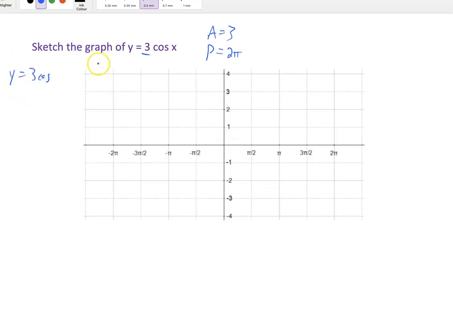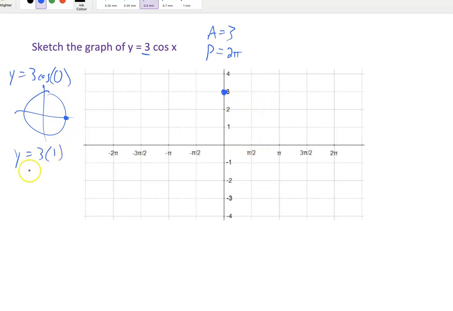Let's start at 0. If I put in 0, well, what do I get? What's the cosine of 0? Again, think about your unit circle here. Cosine of 0, my x value at 0 is 1. So I have y equals 3 times cosine of 0 is 1, 3. All right, so I'm starting at 3. Cosine's going to start on your max. It's a nice kind of quick cheat to think about.